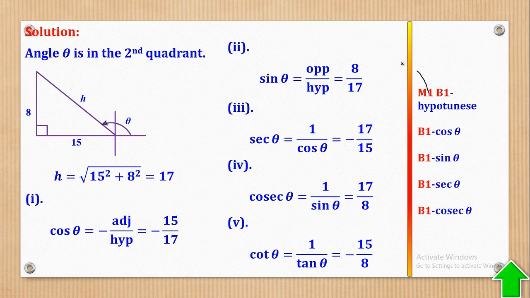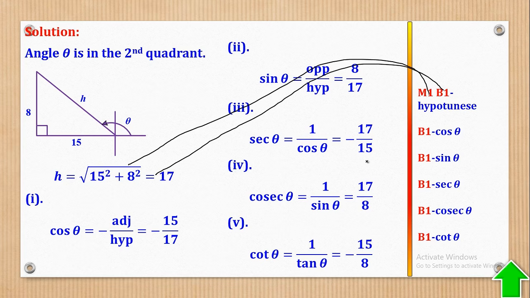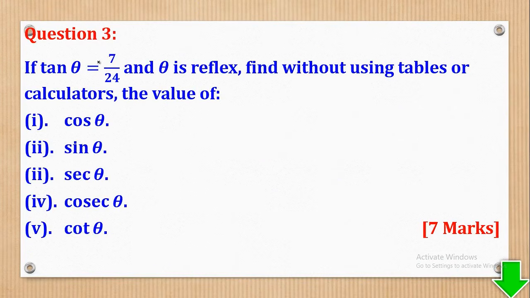So M1 will be for this substitution, B1 for getting the hypotenuse, B1 for this, B1 for that, B1 for that, B1 for that, and B1 for that. So that was question 2.